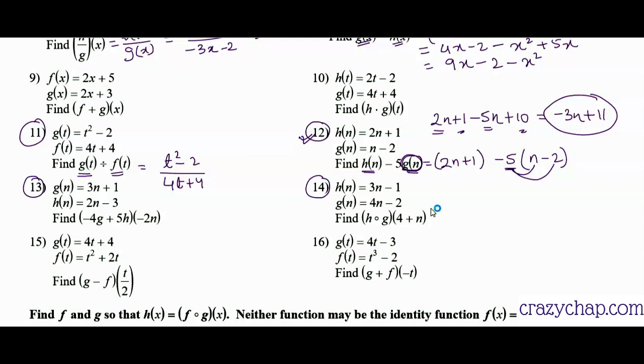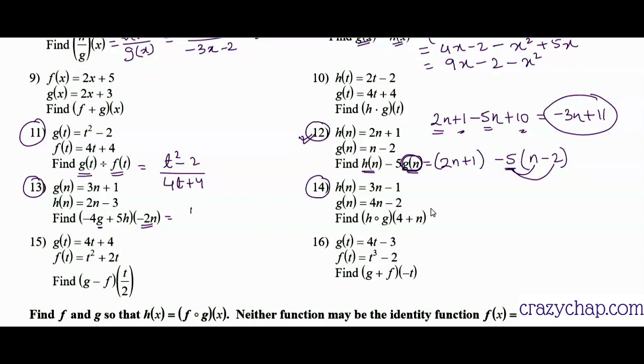The question is saying g(n) function is given, h(n) is given. We have to find minus 4 of g plus 5h, bracket minus 2n. Please understand, this minus 2n will be put for the g function and for the h function. So I am simplifying it like this. Please understand, this is not a multiplication of bracket, guys. g is a function, so I will treat it like a function.